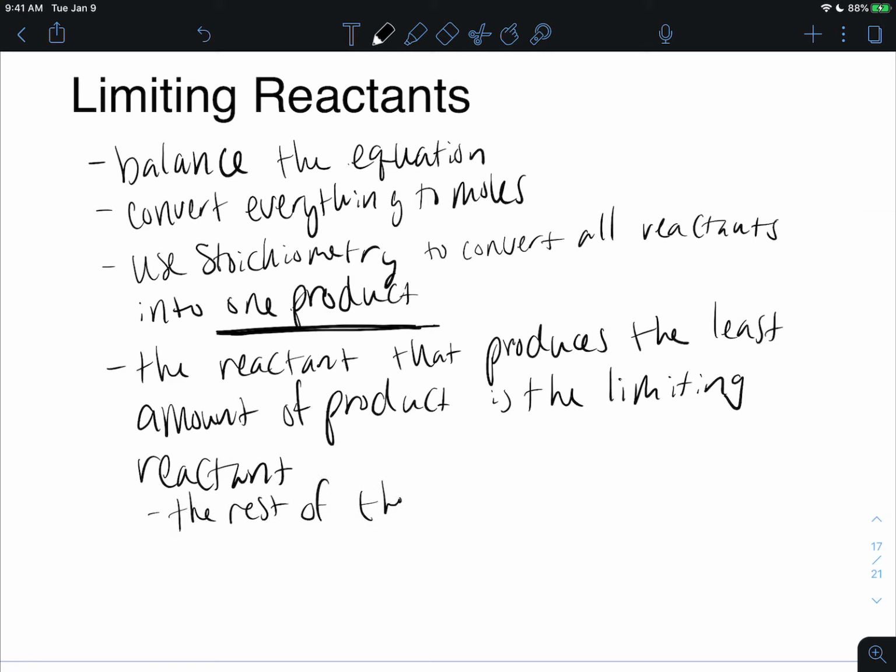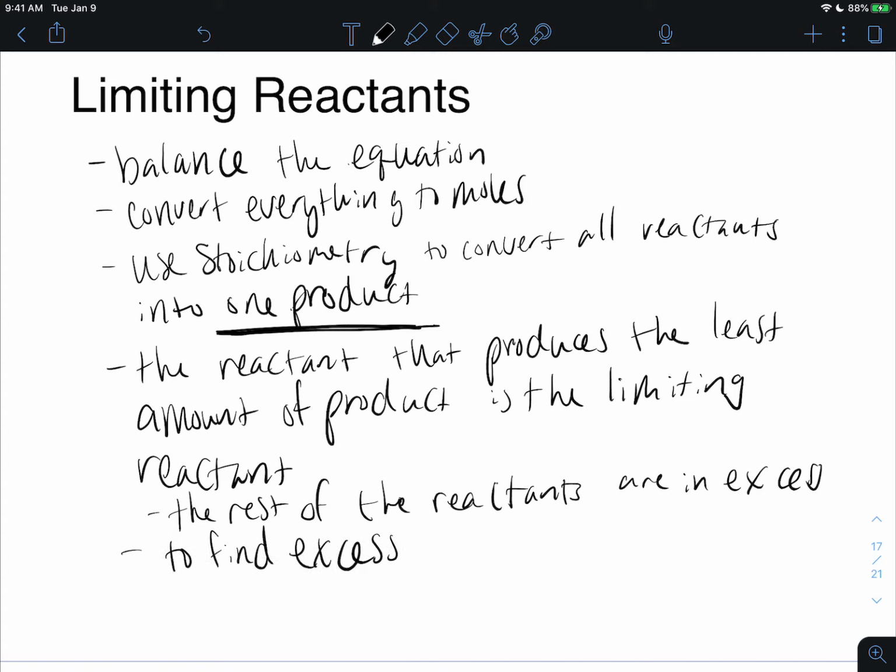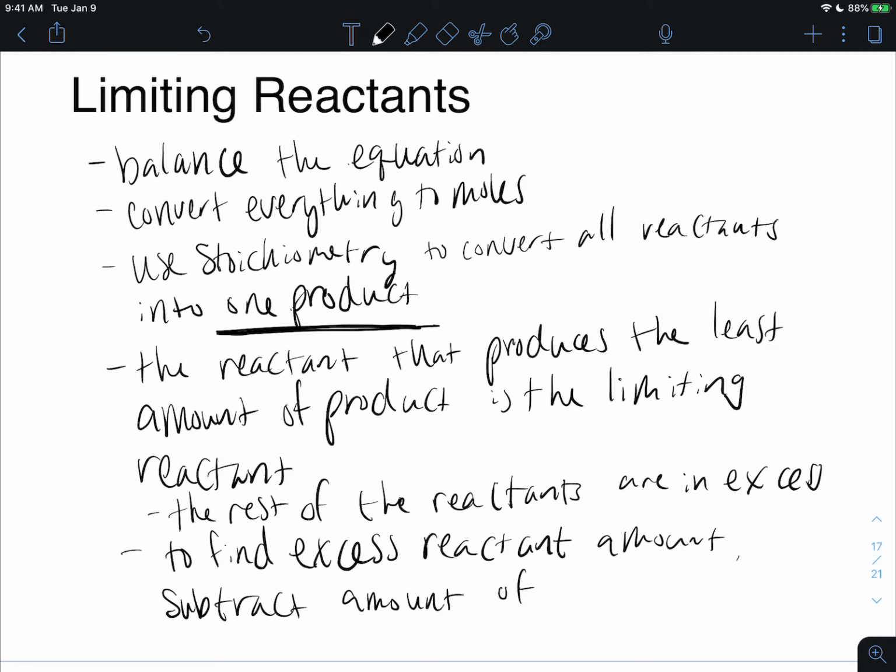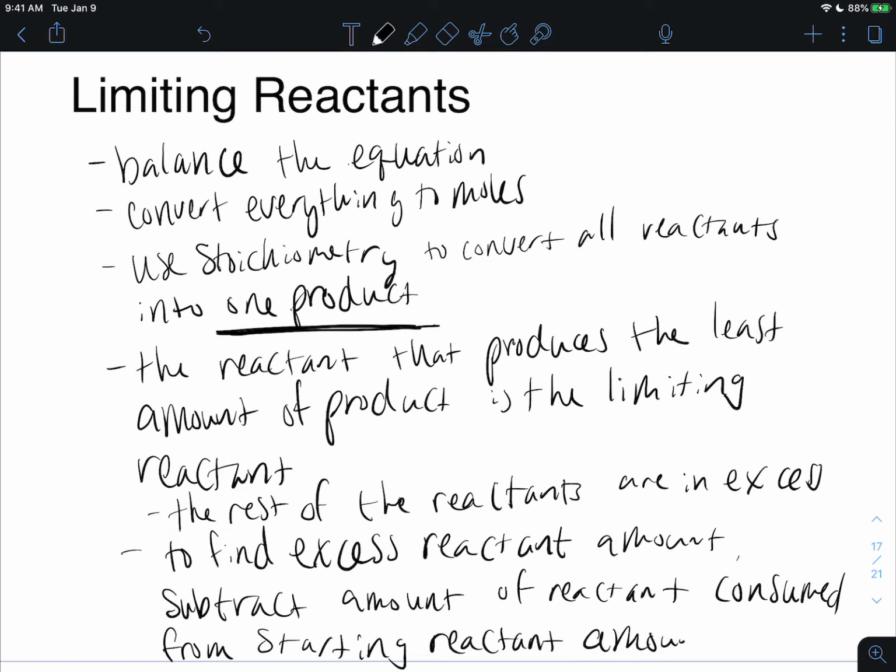So the rest of the reactants are in excess. Okay? And then you can find the excess reactant by subtracting the mass of the excess reactant consumed from the total mass of the excess reactant. So to find the excess reactant amount, subtract the amount of reactant consumed from the starting reactant amount. Easy peasy.